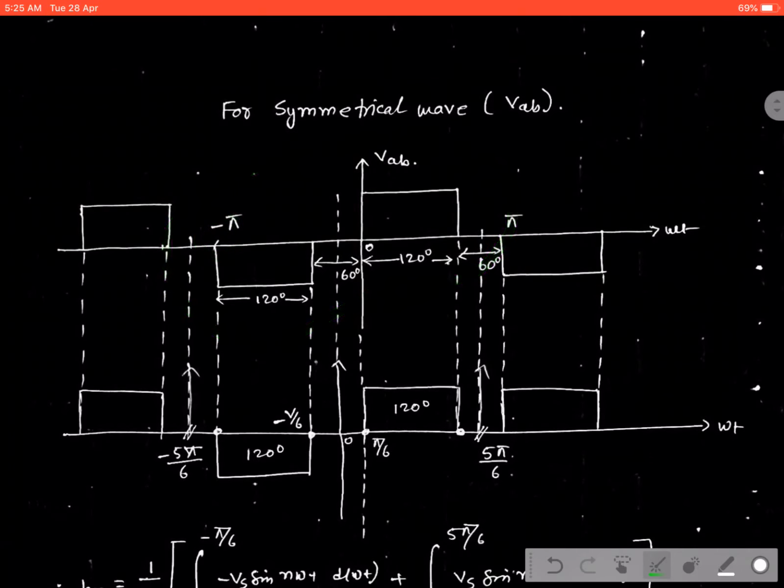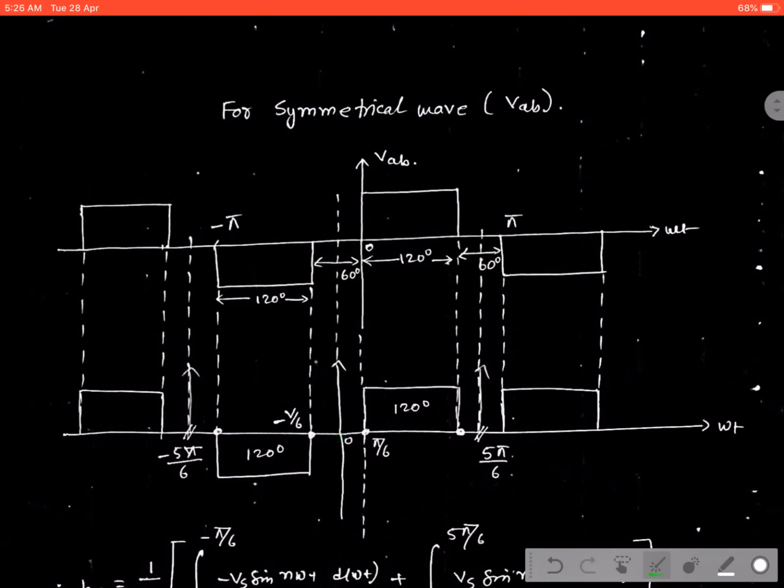To make this waveform symmetrical, we can do one thing, we can shift the axis from this side to this side. That means this difference is 60 degree. Just we have taken the mid half of this one and we have shifted this axis from this one to this one. So this point must be minus 30 degree or pi by 6.